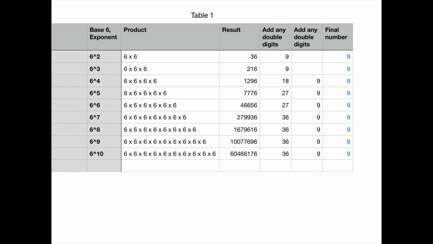6 raised to the fourth power is going to give you 1296. When you add those digits, you're still going to get the number 9. When you do 6 to the fifth power, you're going to get 7776. Add those digits, you're going to get 9.